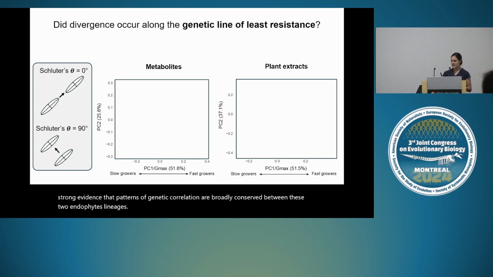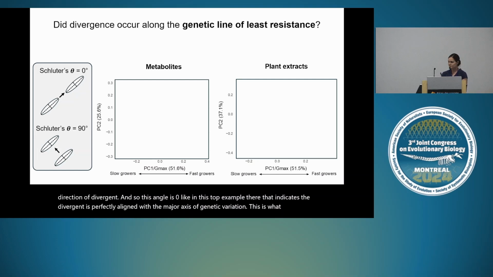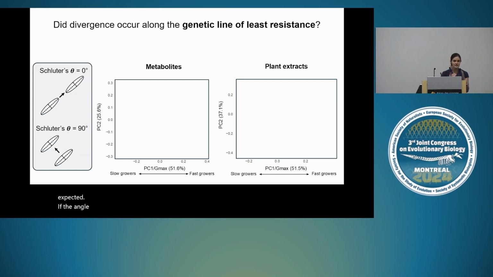So finally, we wanted to ask whether divergence between these lineages occurred along this genetic line of least resistance, as Schluter predicted. And so to do this, we measured Schluter's theta, which is the angle between this major axis of genetic variation, or Gmax, and the direction of divergence. If this angle is 0, like in this top example there, that indicates that divergence was perfectly aligned with the major axis of genetic variation. This is what Schluter expected. If the angle is 90 degrees, this indicates that divergence was perfectly orthogonal to that axis of major genetic variation. This is not what Schluter expected to see.